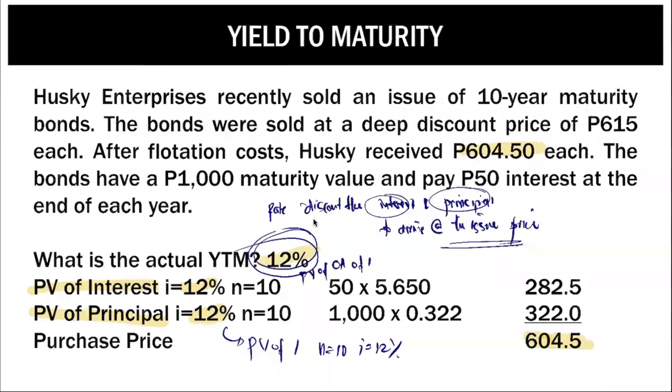So as you can see, it is actual because whatever is the discounted rate or the discounted amount gives you the issue price. Again, for actual yield, what we need here is your present value of interest and present value of principal during the term of the bond, which should approximate or is equal to the amount of your issue price, the rate which approximates now the issue price. So here the rate is 12%.